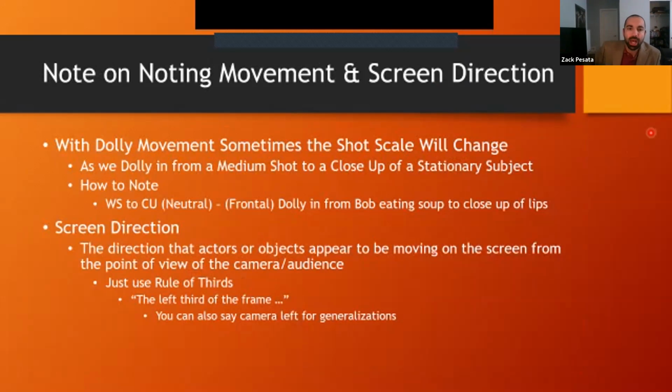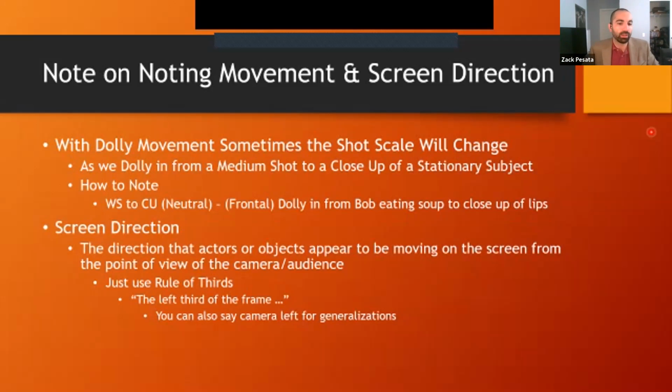So again, the note on noting movement and screen direction. With dolly movement, sometimes the shot scale will change as we dolly in from a medium shot to a close-up of a stationary subject. So, if we had a shot of Denzel Washington sitting at the table and we just dollied into his face from, say, a medium shot, you want to note that. So how to note that? You want to note the change of shot scale. So wide shot to close-up, neutral, frontal, dolly in from Bob eating soup to close-up of lips. Right? So that tells us what we're dollying into.